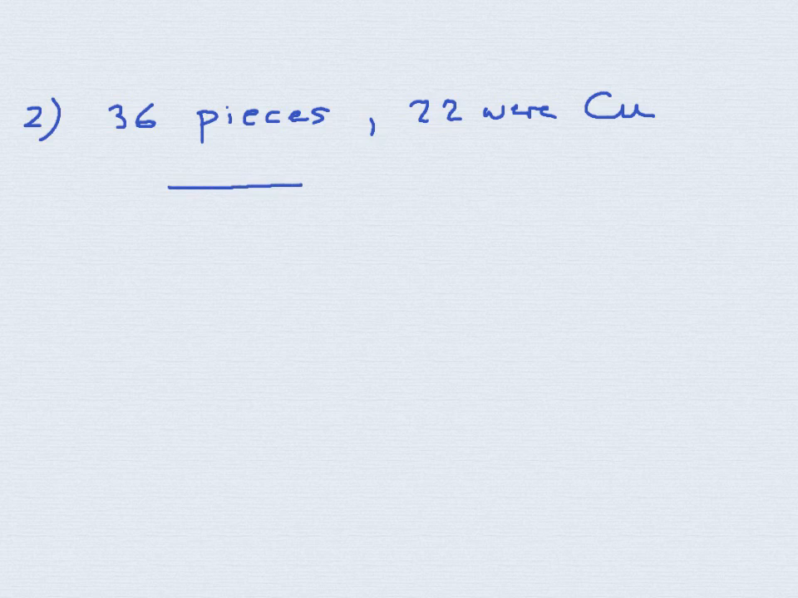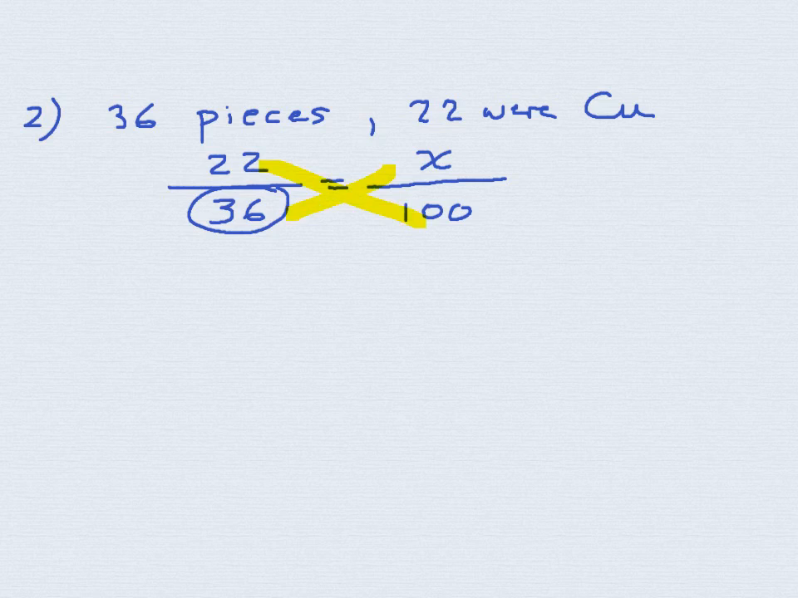You start with an organized method to solve a percent word problem. You do the part over the whole is equal to the percent over 100. We do not know the percent this time. The part out of the whole, we want to find the percent that was copper. So 22 is the part that was copper. The entire amount was 36. So to solve this question, we should circle the number that's across from the unknown on the diagonal, and then we're going to multiply our diagonals and solve the problem.